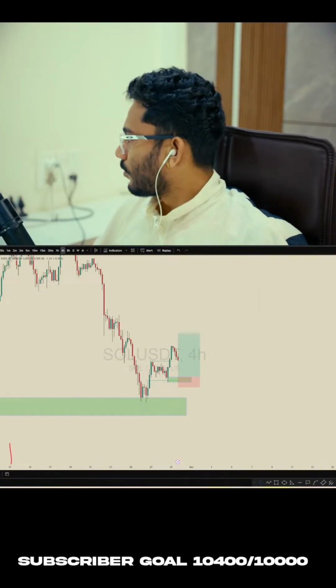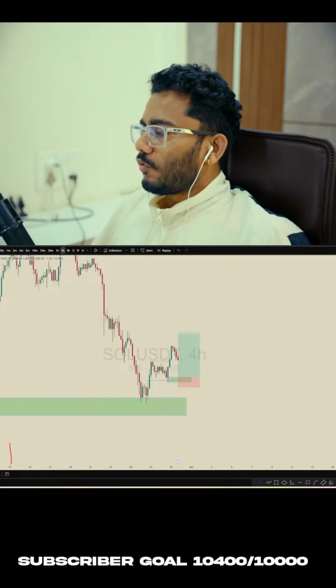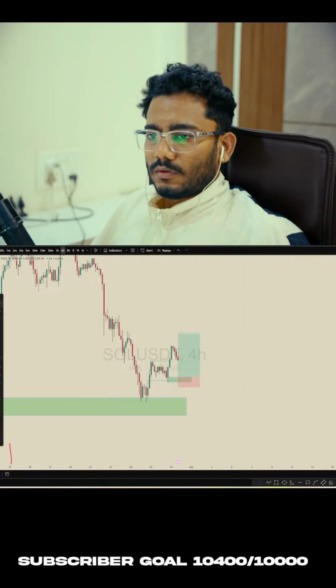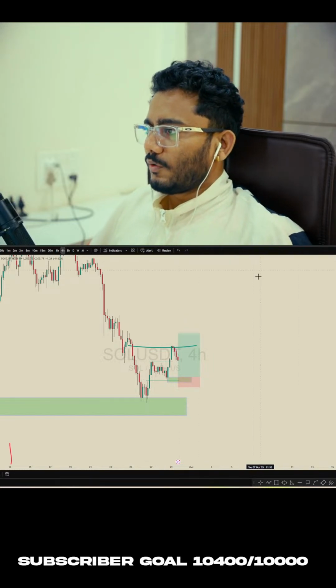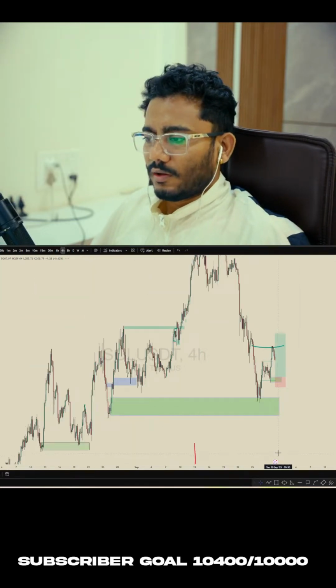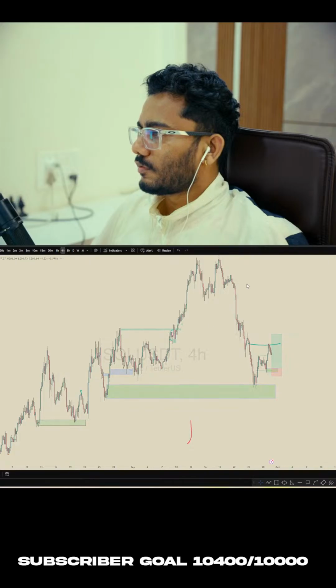So this is something I'm looking for. Yeah, you can look for it, but I think this is a pullback till here, and then I'd like to see continuation. Maybe it can break the low and continue the downside. No one knows.